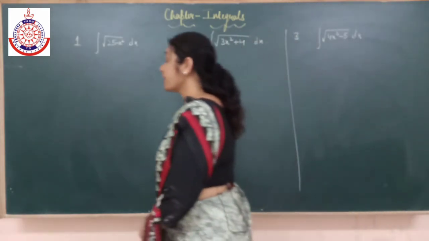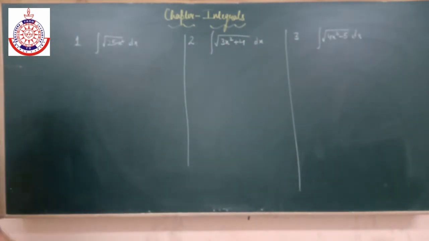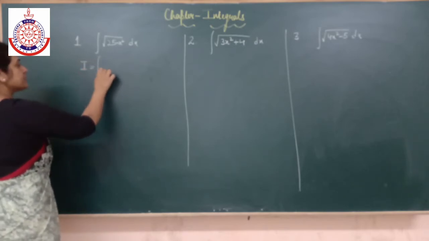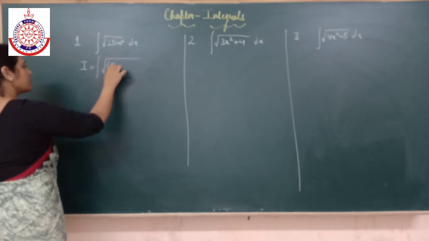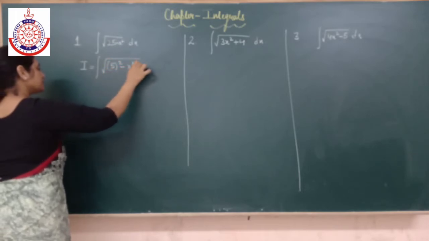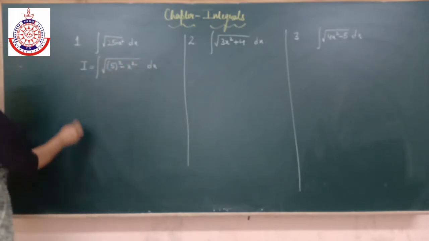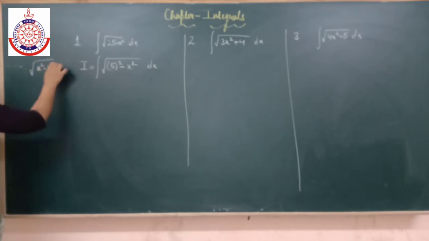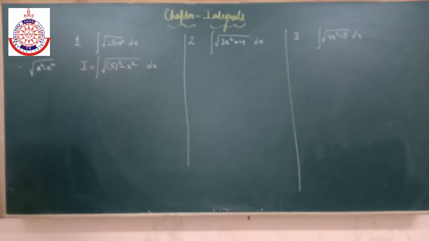Integration of under the root 25 minus x square. So, I can write 25 as 5 square. So directly, which form is it? Integration of under root a square minus x square.